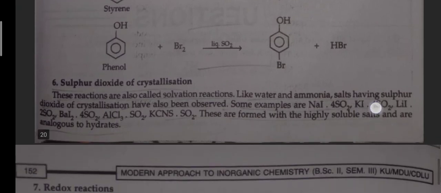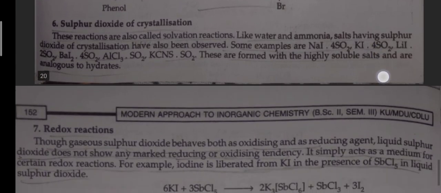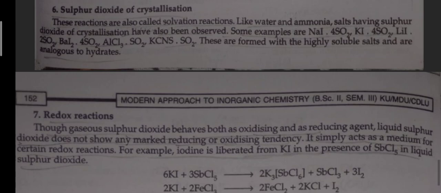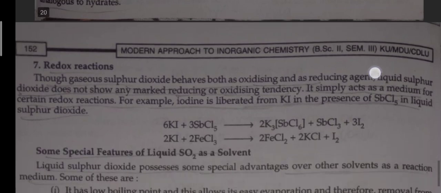Now, sixth reaction of liquid SO2 is sulfur dioxide of crystallization. These reactions are also called solvation reactions. Like water and ammonia, salts having sulfur dioxide of crystallization have also been observed. Some examples are NaI.4SO2, KI.4SO2, LiI.2SO2, BaI2.4SO2, AlCl3.SO2, KCNS.SO2, etc. These are formed with the highly soluble salts and are analogous to hydrates.